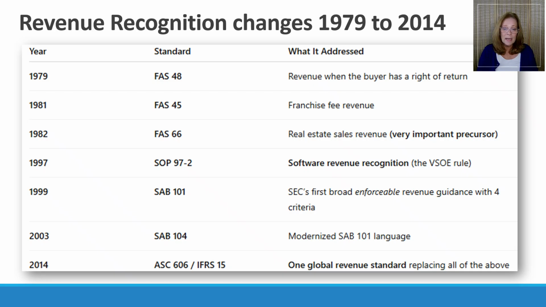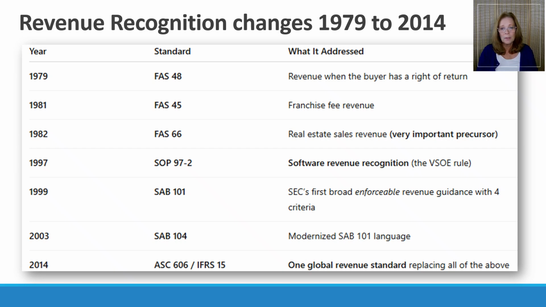By the late 1990s, the SEC saw too many earnings manipulations during the dot-com boom: premature revenue, channel stuffing, fictitious sales. So in 1999, the SEC stepped in with SAB 101. It didn't create new GAAP, but clarified enforcement, and it introduced the four famous criteria: persuasive evidence of an arrangement, delivery occurred, price fixed or determinable, and collectibility reasonably assured. This became the de facto rule book for over a decade.